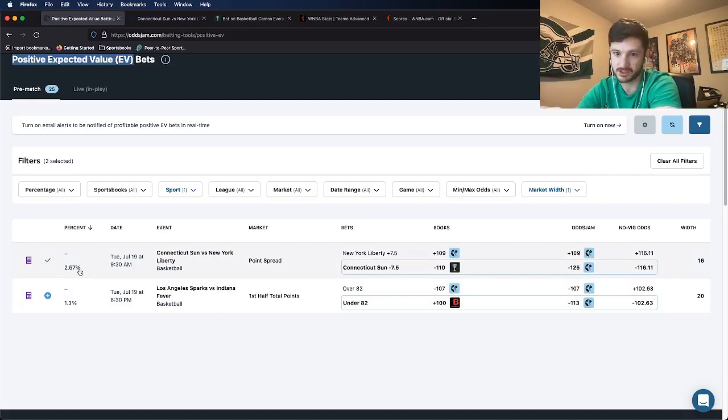So don't get discouraged by the lower percents. You're not going to get rich in one night. It's kind of a long-term play. But all in all, this all checks out from a math perspective.